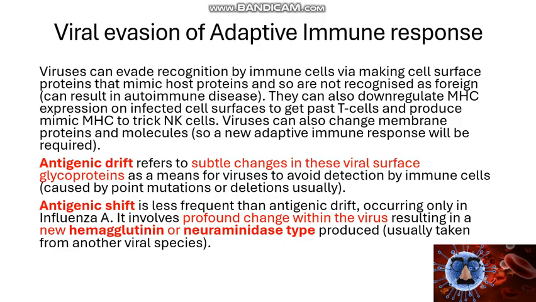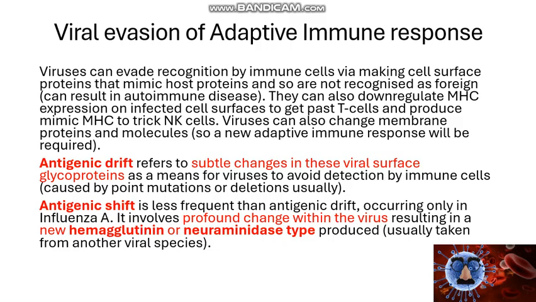Meanwhile, antigenic shift is a much less frequent process, occurring only in influenza A, and it involves profound change within the virus, resulting in new hemagglutinin or neuraminidase types being produced. And these usually occur when DNA is being incorporated from two separate species.